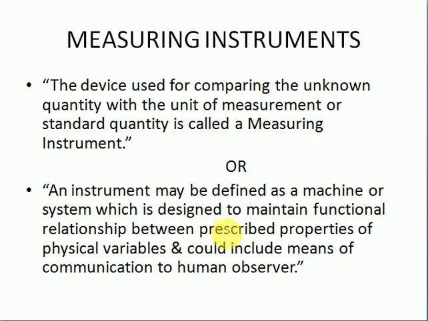which is designed to maintain a functional relationship between prescribed properties of a physical variable and could include means of communication to a human observer. Okay, so a measuring instrument is a machine that gives us the functional relationship of the physical variable and properties, and it communicates to the human observer through a display. Okay, the display is the communication to the human observer.